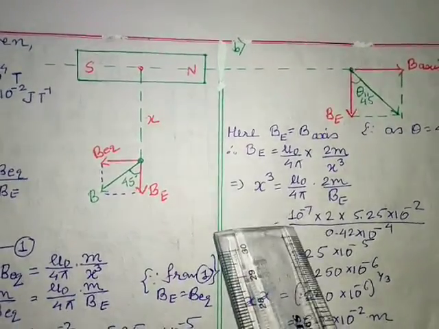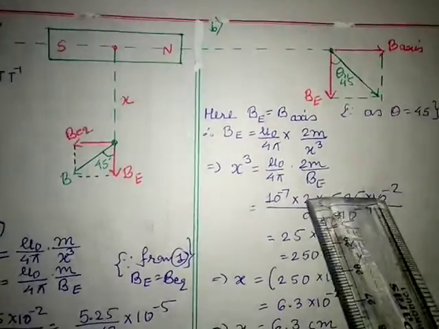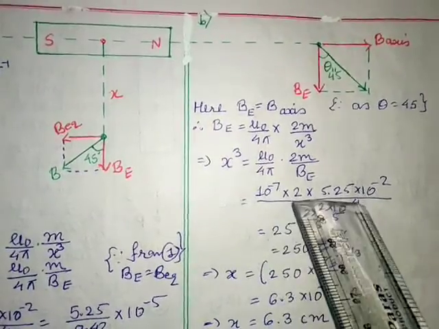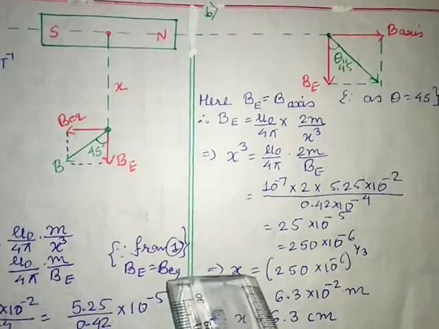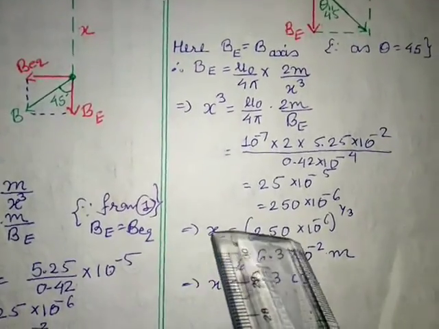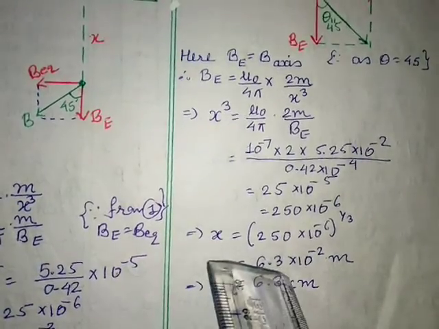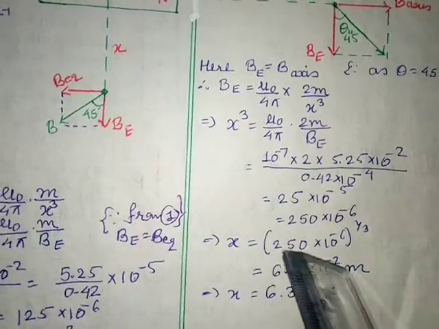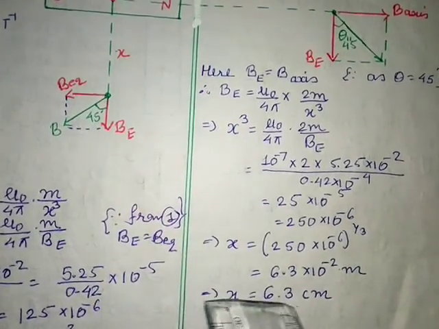Mu naught by 4 pi is 10 to the power minus 7, into 2, m is given to you as 5.25 into 10 to the power minus 2, and BE is 0.42 into 10 to the power minus 4. Simplify, you get 250 into 10 to the power minus 6. Take the cube root, so x equals 250 into 10 to the power minus 6, to the power 1 by 3. This comes to be 6.3 into 10 to the power minus 2 meter, and if you convert to centimeter, it comes to be 6.3 centimeter.